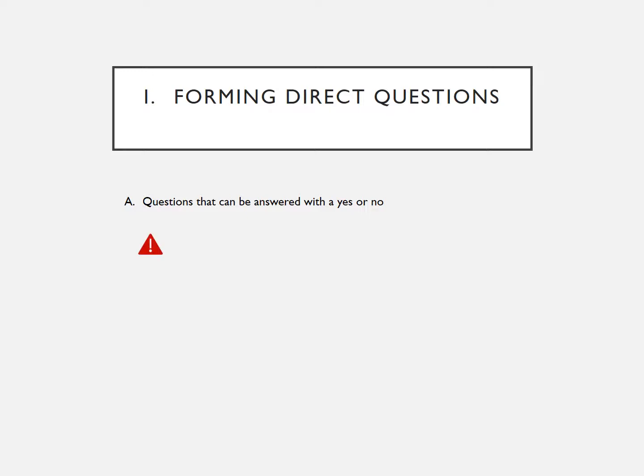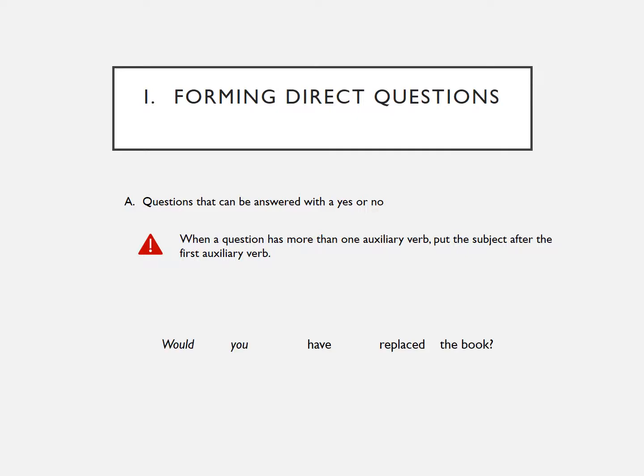But what if a question has more than one auxiliary verb? Then place the subject after the first auxiliary verb, just like the example below. Would you have replaced the book?